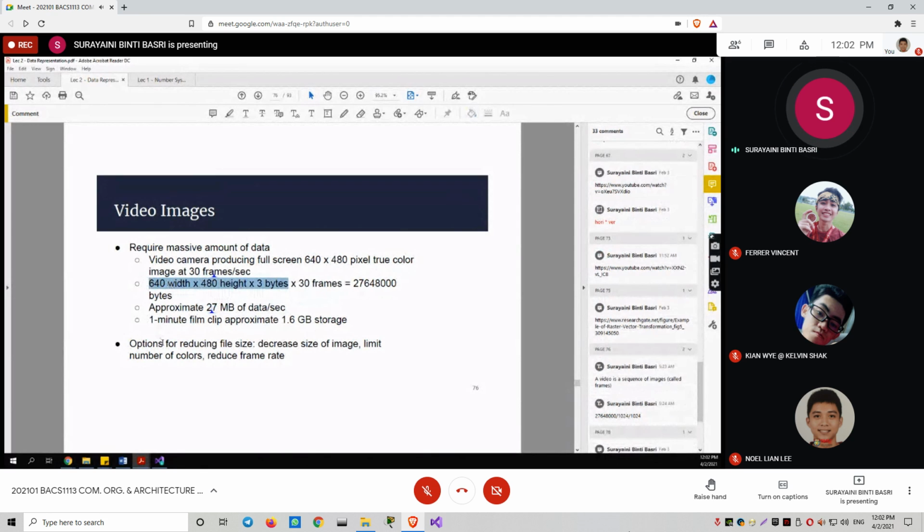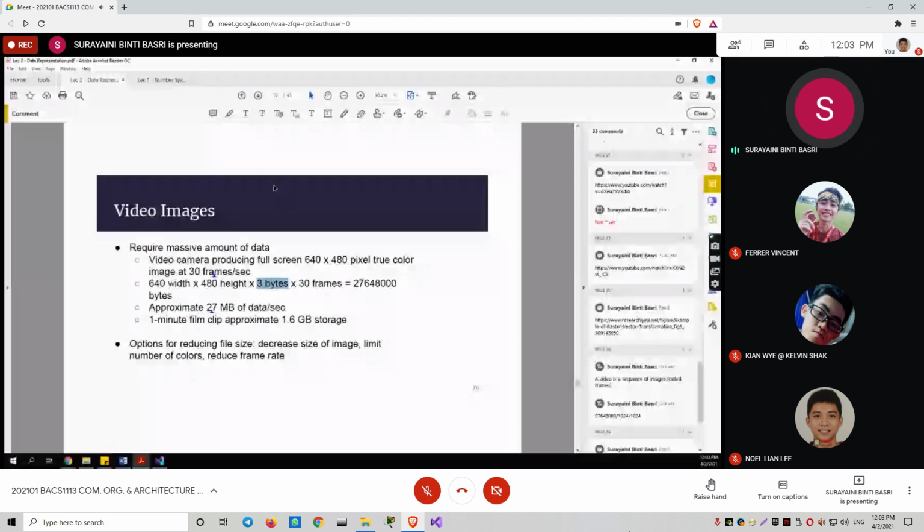Okay, so there are options to reduce the file size. You can decrease the size of the image, meaning you can decrease the width and the height, and you can also limit the number of colors. So this one is 3 colors, and you can decrease these 3 bytes, and then also you can reduce the frame rate. You can reduce all of this to reduce the storage space.